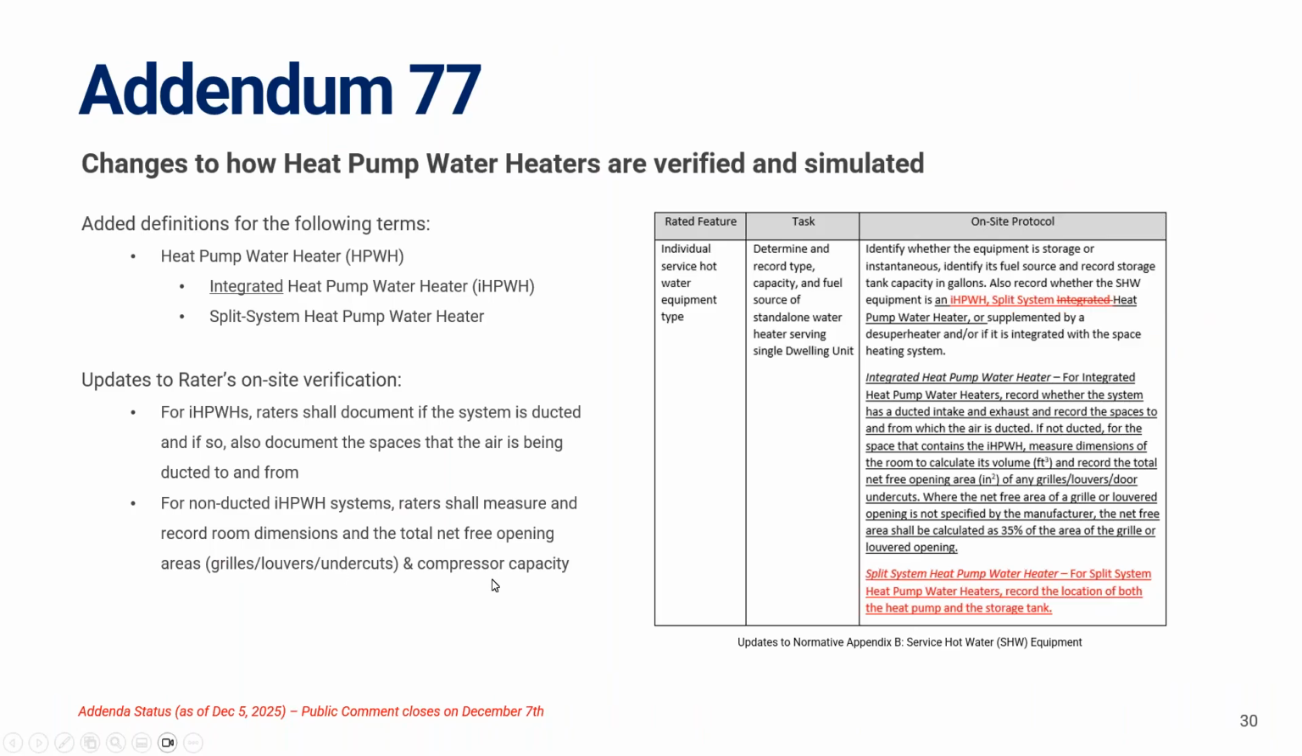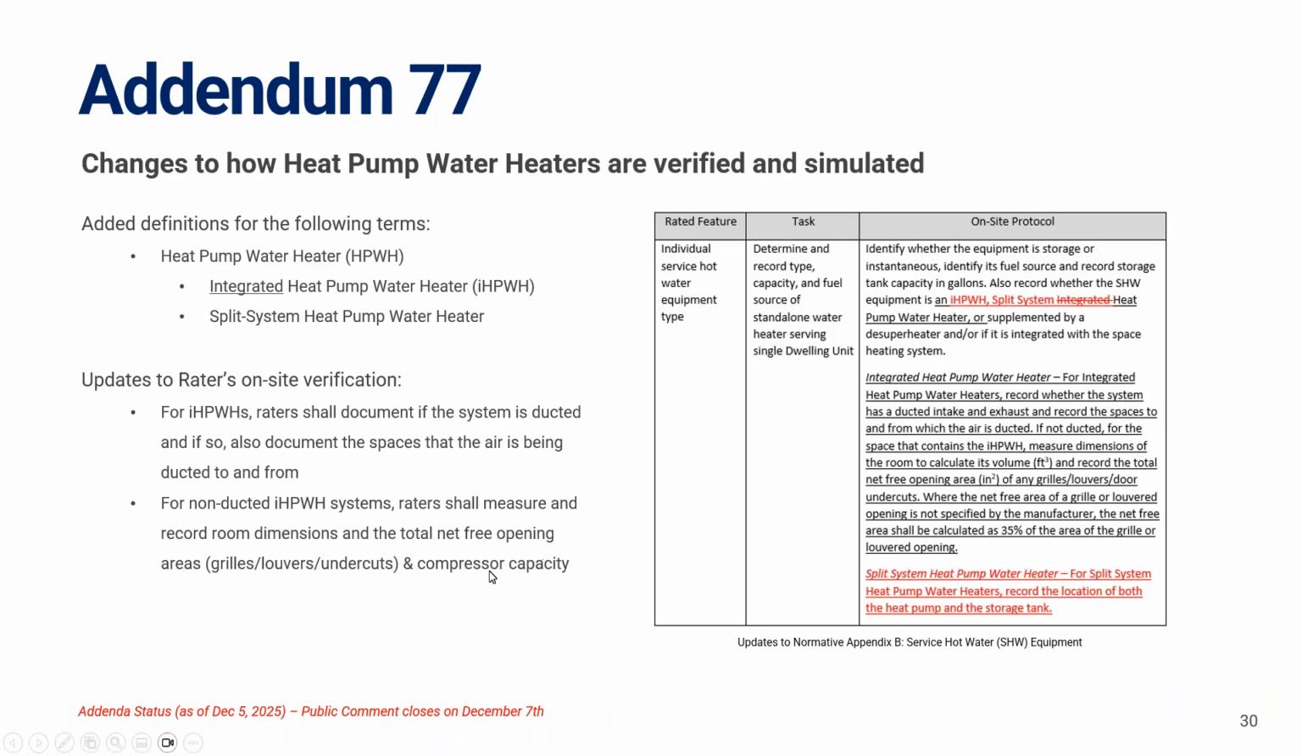And possibly the net-free opening area. If it's in a closet with a louvered door or grills, in order to get access to conditioned air to heat the water, you need a calculation, an estimation of the net-free opening area, as well as the compressor capacity of the heat pump water heater. That's probably a new element that you've never had to collect that piece of information for.